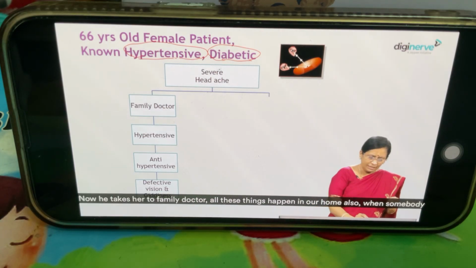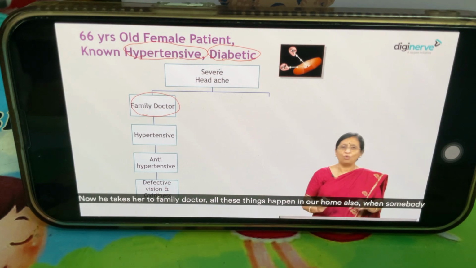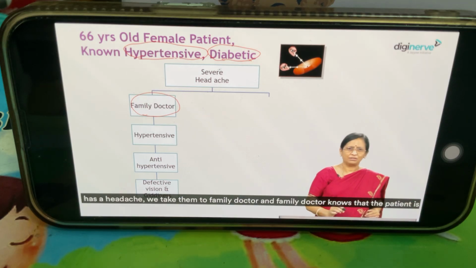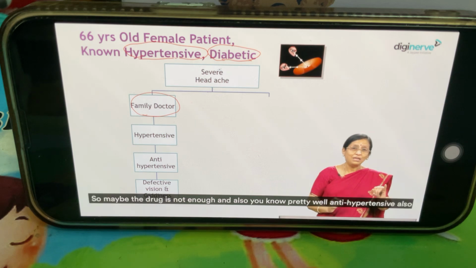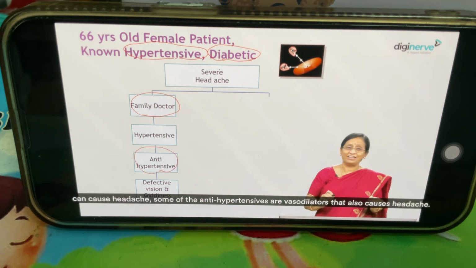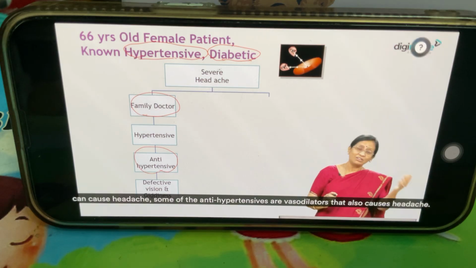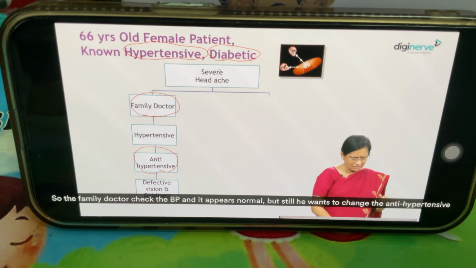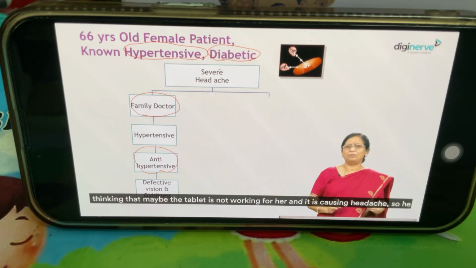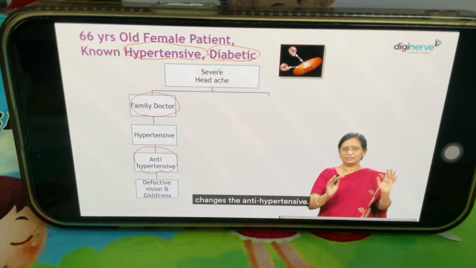Now he takes her to the family doctor. All these things happen in our homes also. When somebody has a headache, we take them to the family doctor. The family doctor knows that the patient is hypertensive. Hypertension can cause headache, so maybe that drug is not enough. And also, you know pretty well, antihypertensives can also cause headache. Some of the antihypertensives are vasodilators, and that also causes headache. So the family doctor checked the BP and it appeared normal, but still he wanted to change the antihypertensive, thinking that maybe the tablet is not working for her and is causing headache. So he changes the antihypertensive.